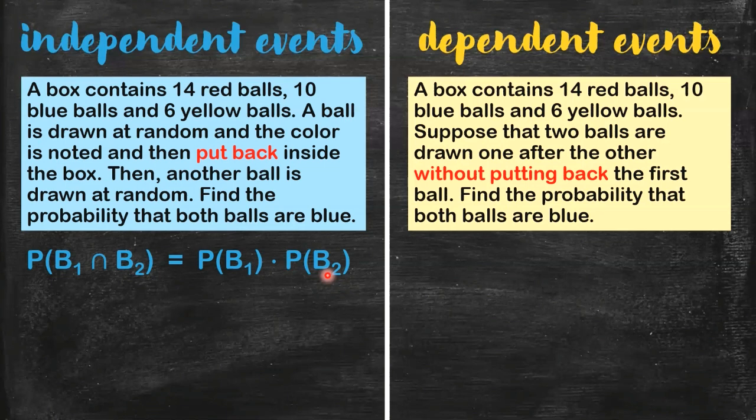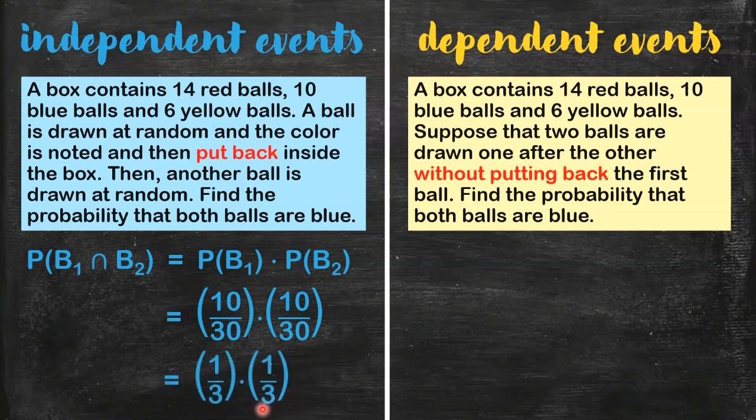Out of how many balls? Ilan yung total number of balls? 30. So that's why we have this. If you simplify, you'll have this one. Okay, tinanggal ko lang yung zeros. Okay, so I have 1/3 times 1/3. So we will get 1 over 9.